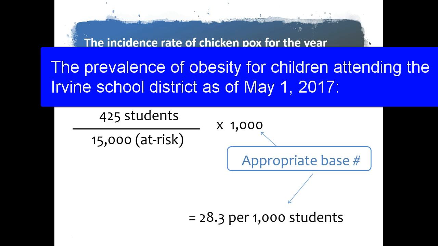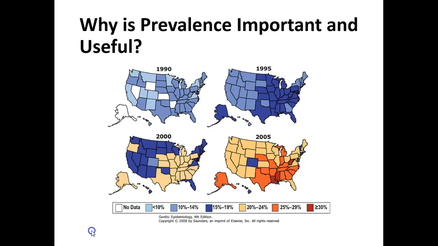So let's look at an example of the use of prevalence to identify problems. This is looking at the prevalence of obesity in the United States, and on the top we have 1990, followed by 1995, 2000, 2005.